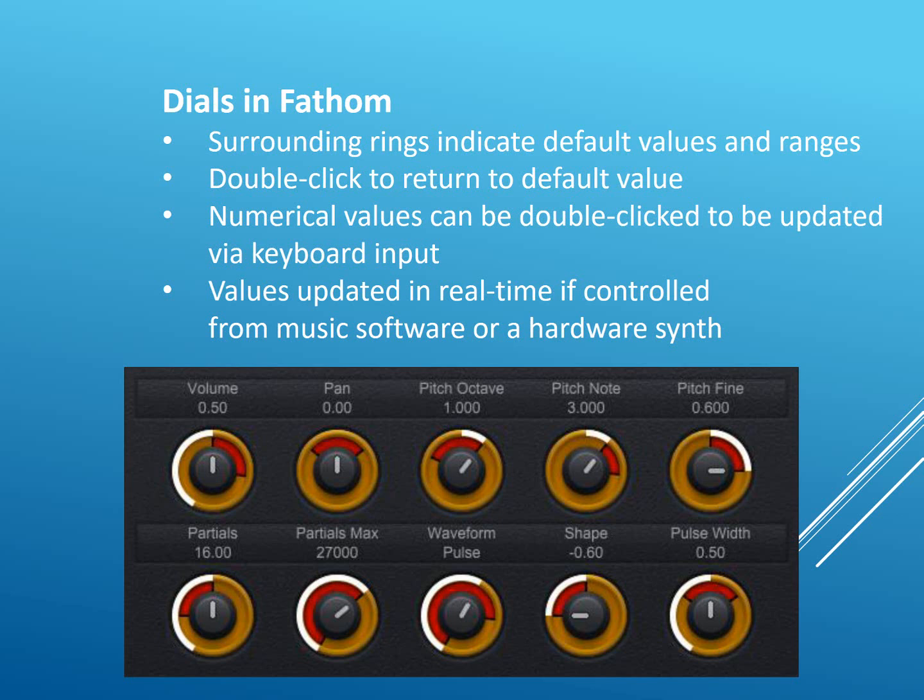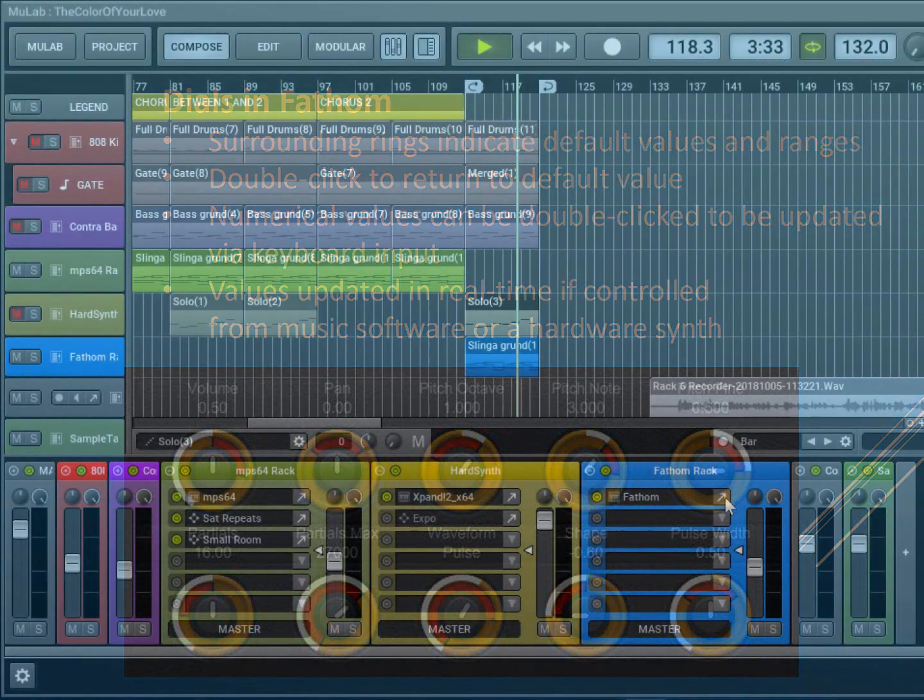I have personally only seen that in music software. Numerical values can be double clicked to be updated via keyboard input. Values can be updated in real time if they are controlled from music software or hardware, so you can see them moving on screen. Now let's take a look at Fathom.